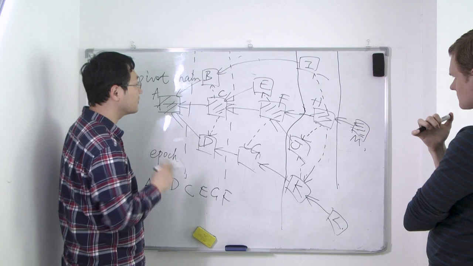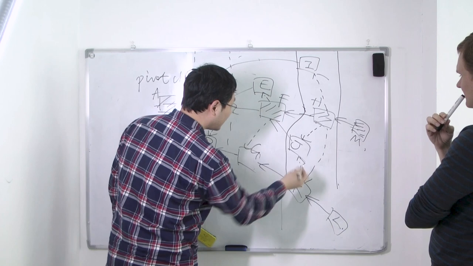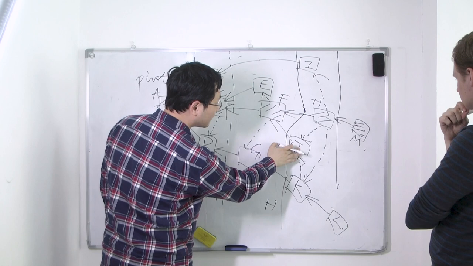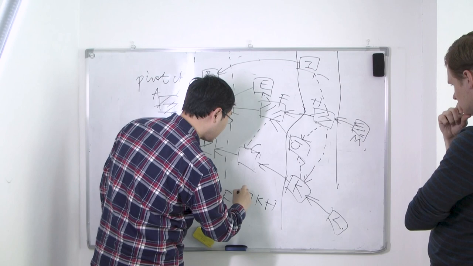Fine. And then we have H, but I comes first. And then we have J comes before K, right? We will preserve the topological order as well. And then.